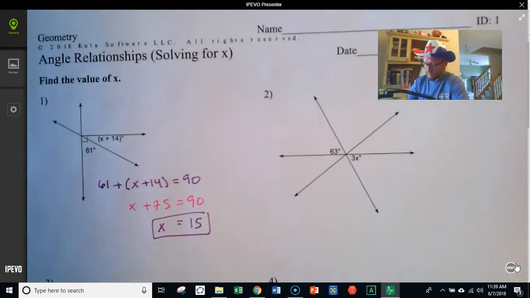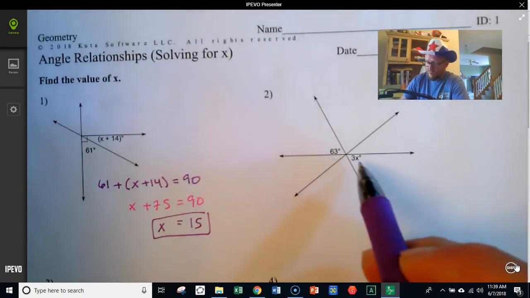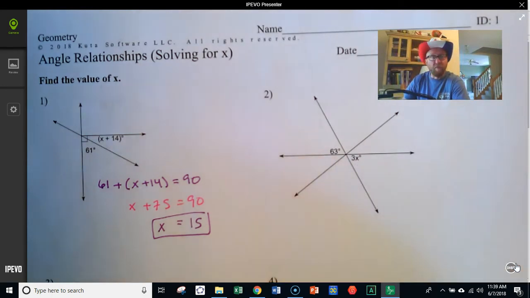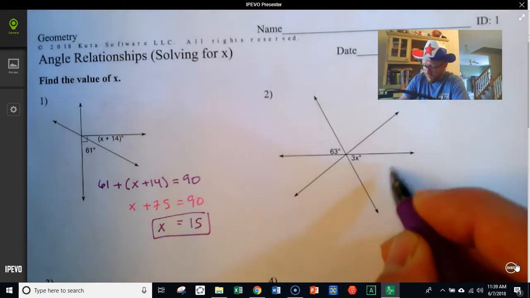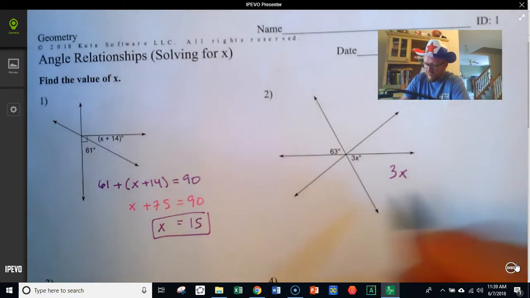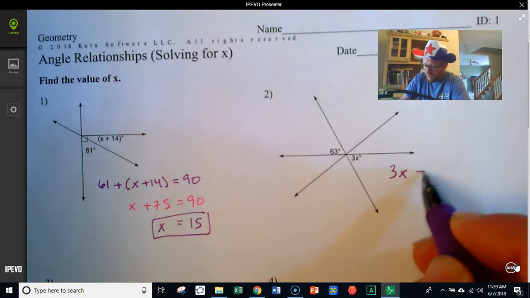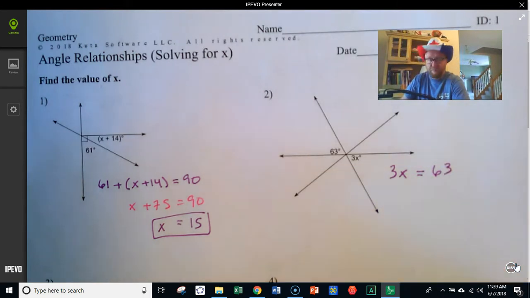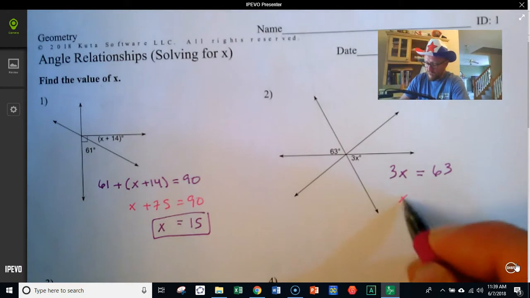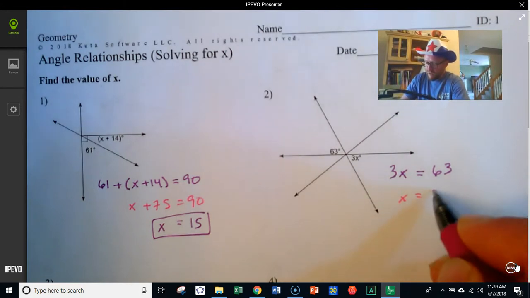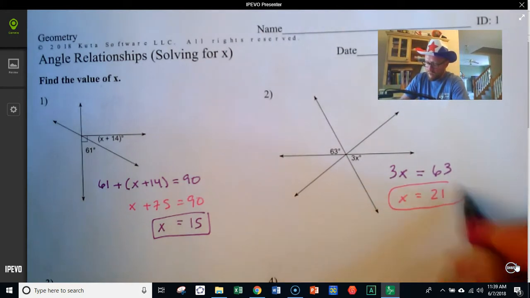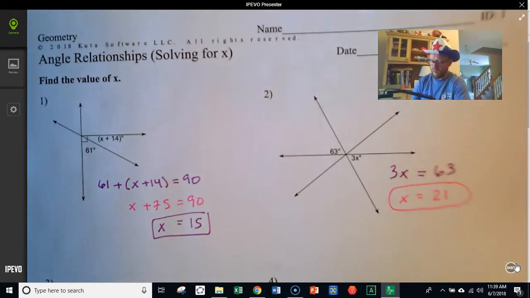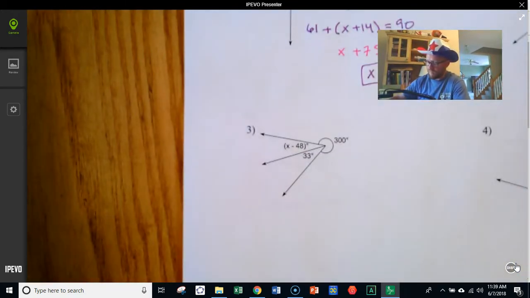Here, we've got these angles, which are vertical angles. So they're going to be equal in measure. So we have that, we're going to set up an equation that says that. So 3x must equal 63. Well, to solve this, we have to divide by 3 on both sides. And that leaves us with x is 21. Take a look at another one.